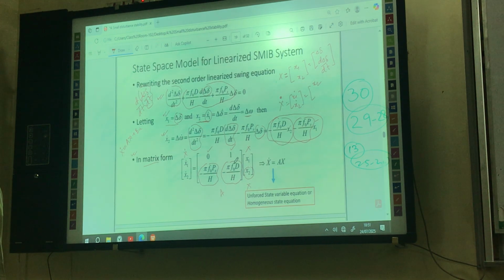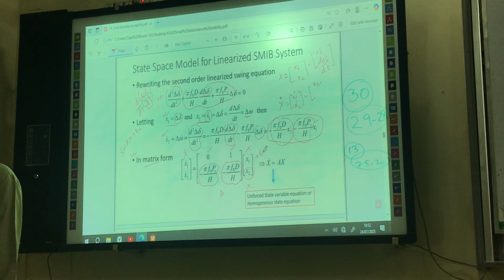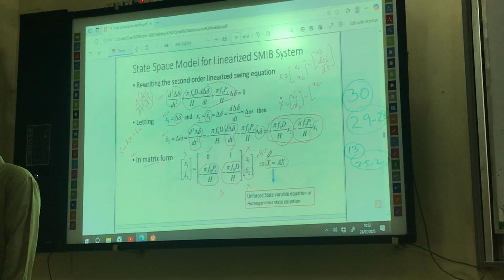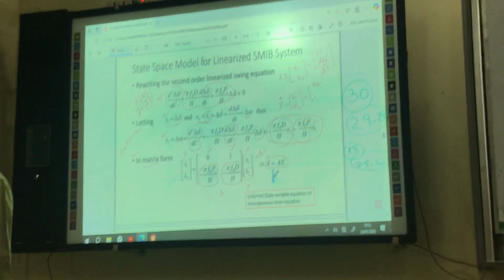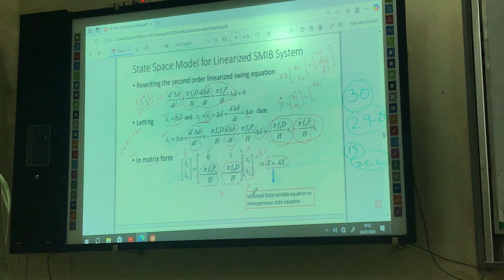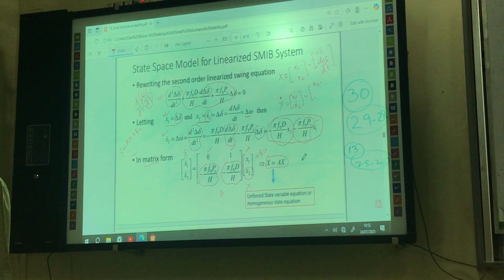And we saw that we do not need any B u term here, right? That means we do not have it for this system. In this case, our expression is x dot equals only Ax. This type of expression is called a homogeneous state equation or unforced state variable equation. Why unforced? Because there is no input or forcing function acting on this system in this case. Okay, now we will proceed.